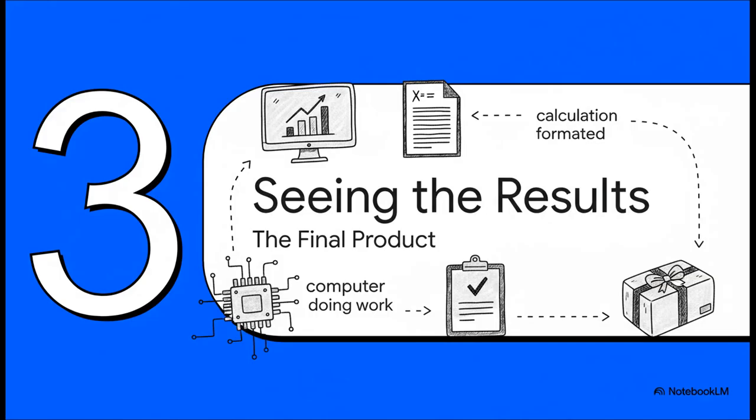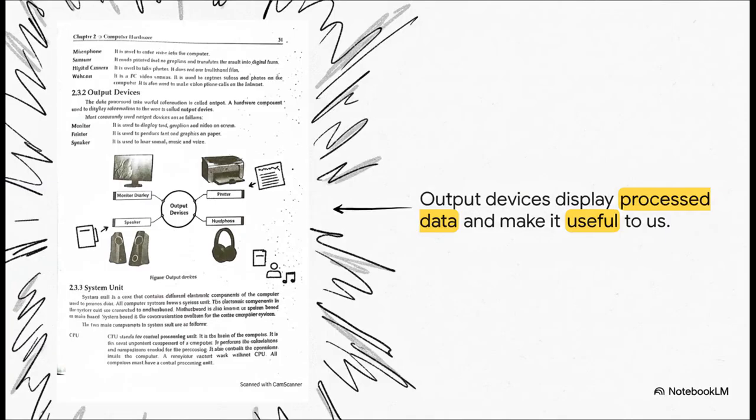Okay, so our boss, the CPU, has done its job. The calculation is finished, the document is all formatted. So, what now? We need to actually see the results. And that brings us to the final product. So once the boss is done processing everything, output devices are how all that information gets back to us in a useful way. Think of it as the finished memo coming out of the head office.